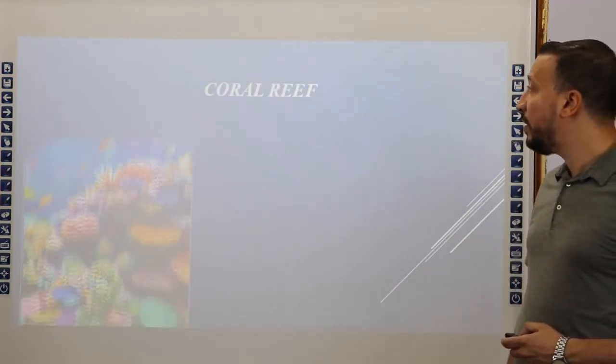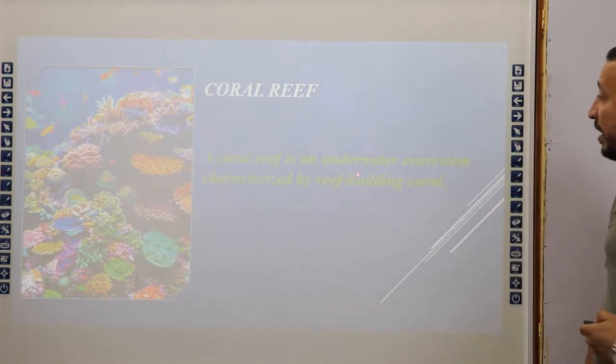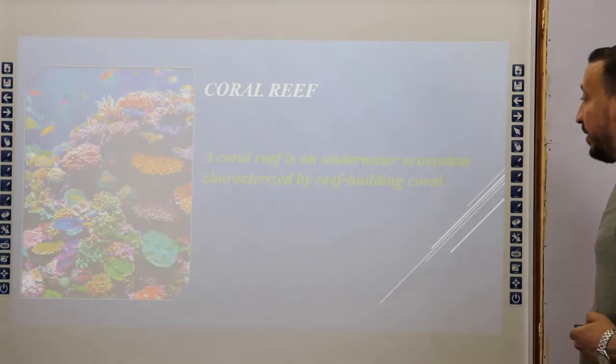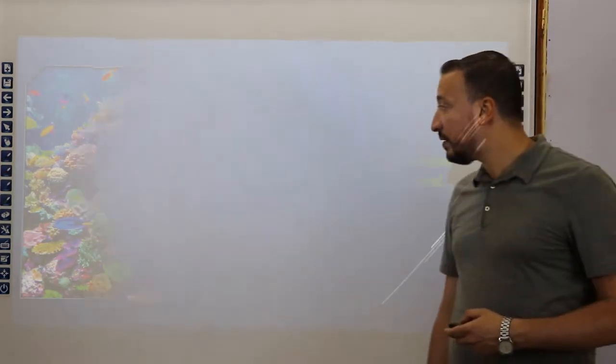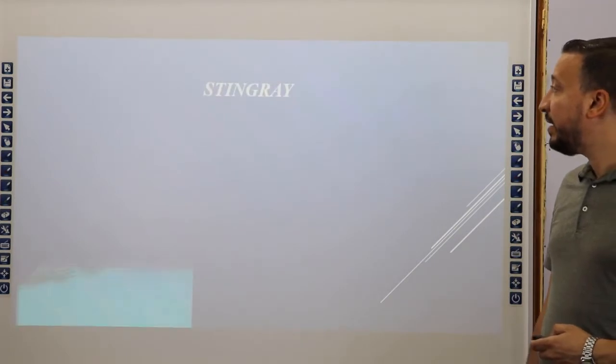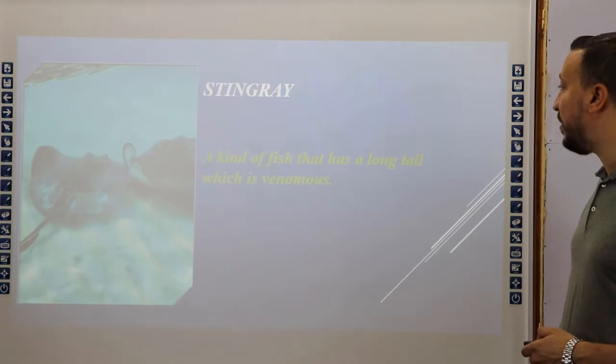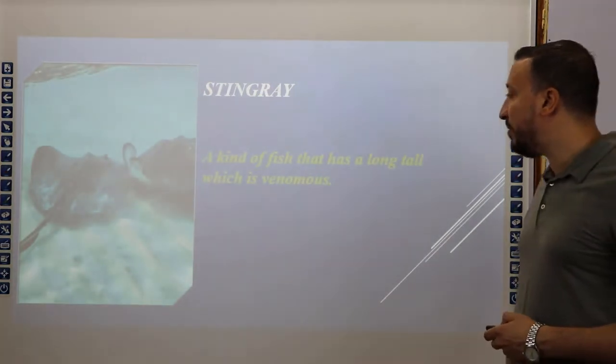Coral reef. Coral reef is an underwater ecosystem characterized by reef-building coral. Stingray. A kind of fish that has a long tail which is venomous or poisonous.